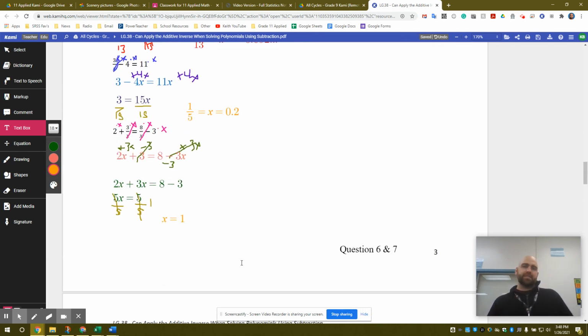All right, question 6 and 7. Question 6, you're going through and trying to solve for the variable. Question 7, I'm asking you to actually write out an equation that is going to have a fraction in there. It's going to have a denominator, and then solve for that one.